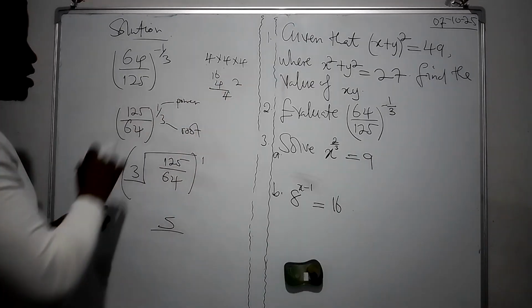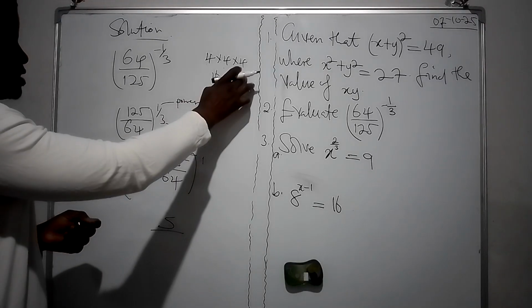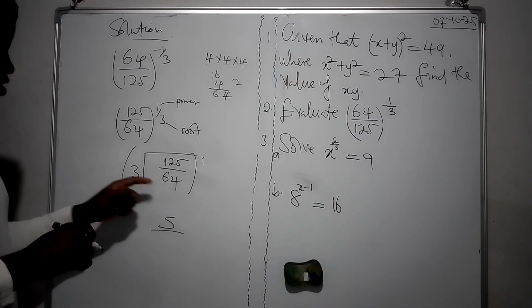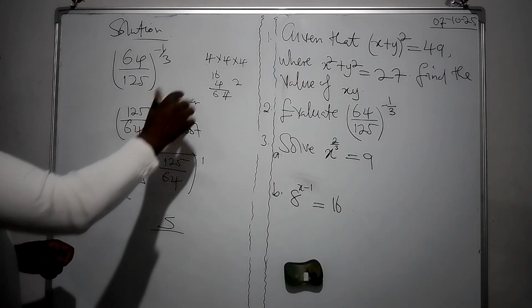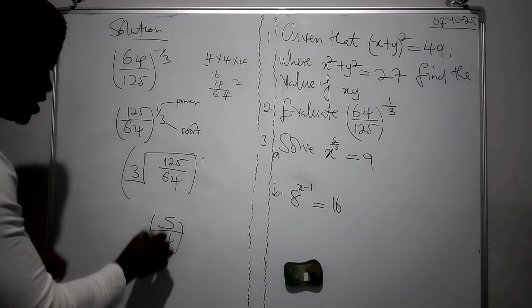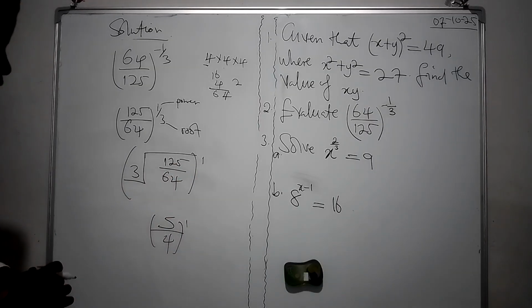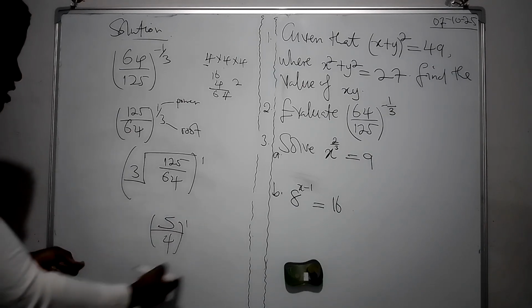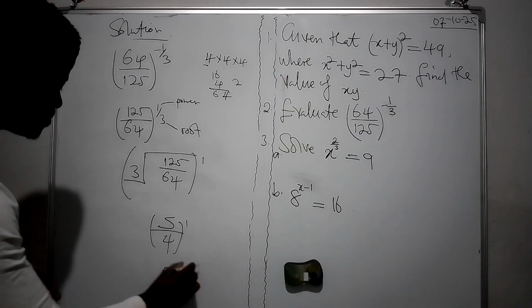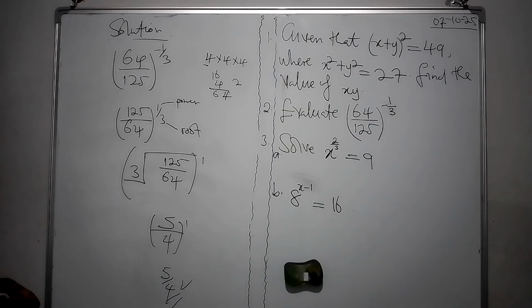4 times 1, we are having 4. Plus this one, we are having 64. So the number we can multiply 3 times to give us 64 is what? Is 4. That means we'll write 4 here. Okay? Remember the power is 1. So we know that this is automatically just 5 over 4. So this becomes your final answer.